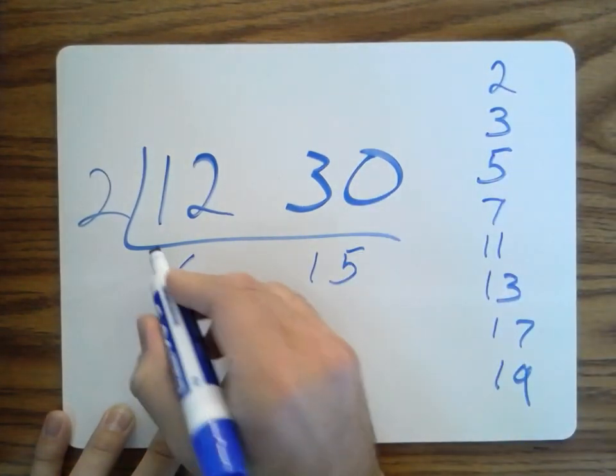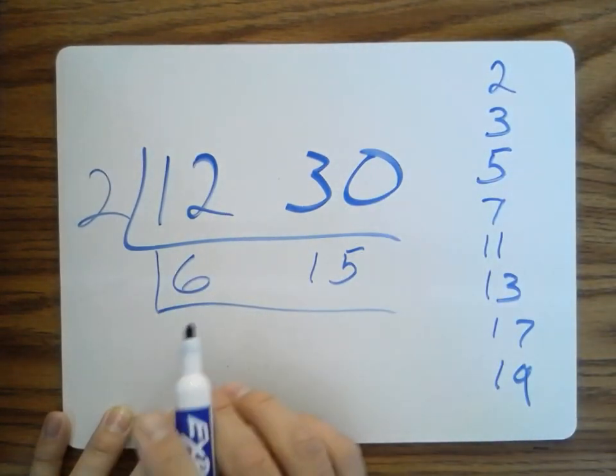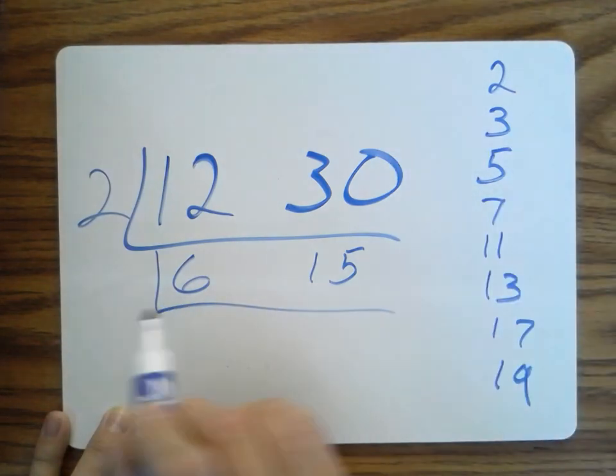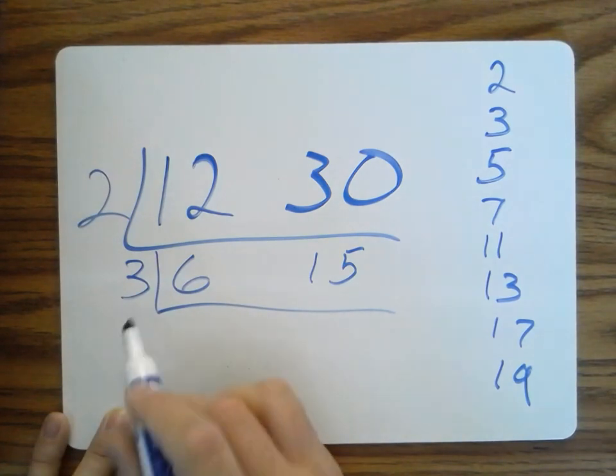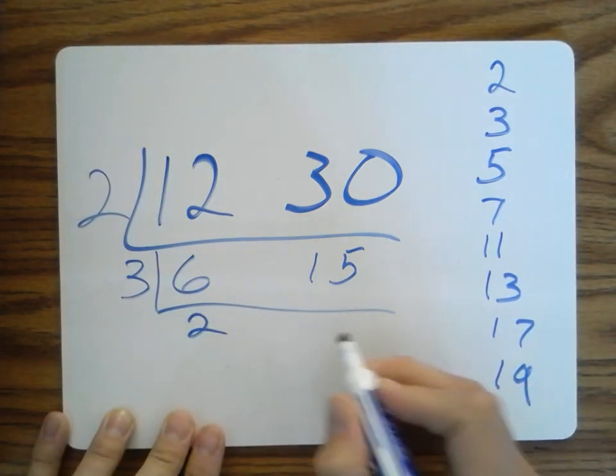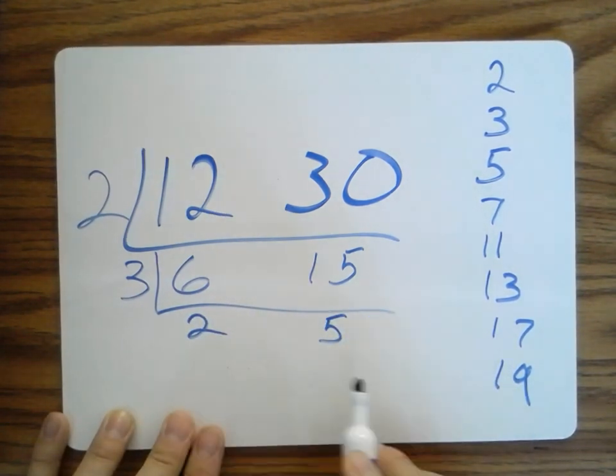Now in this case, we have to go again, neither go into the other, but they both have other factors. So 2 goes into 6, but not 15. 3, however, goes into both. So 3 goes into 6 twice, 3 goes into 15 5 times. Both are prime, I stop.